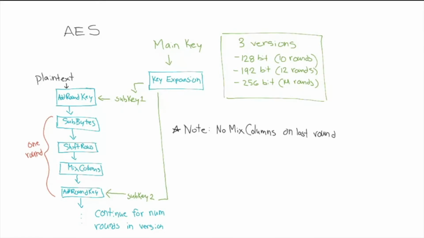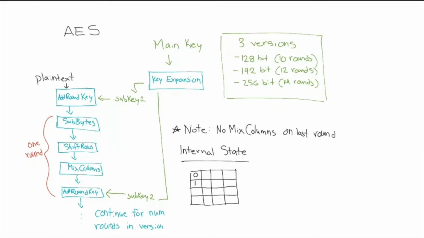Lastly, I think it's important to explain a little bit about the internal state of AES. AES handles things a little differently. We're going to be handling things in a 4x4 grid where each cell is 1 byte of data. So you can see here we have 128 bits as our input. We're going to be taking each byte, or each 8 bits, and putting it into a cell.